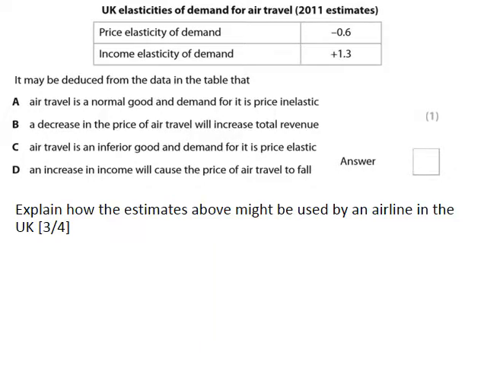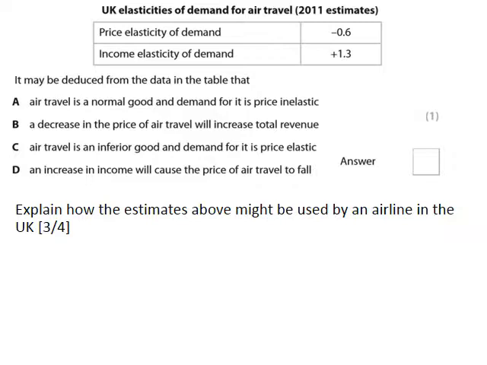Okay students, so a quick run through of a few elasticities questions for the micro paper. First one is from a multiple choice section. The data is given for the A industry, so the A market in the UK, price elasticity of demand minus 0.6, income elasticity of demand of plus 1.3. Multiple choice says it might be deduced from the data that air travel is a normal good and demand is price inelastic.